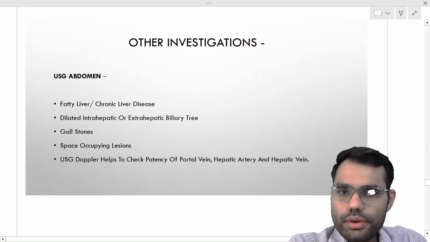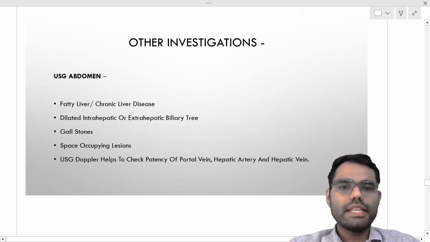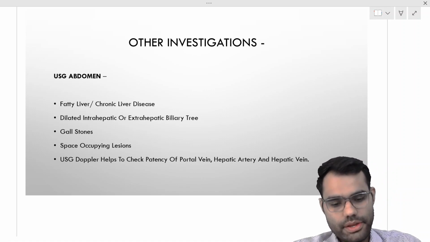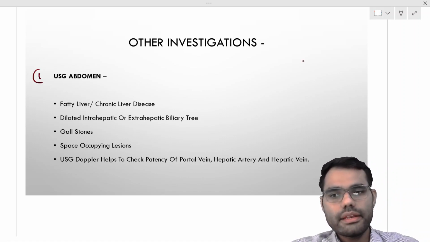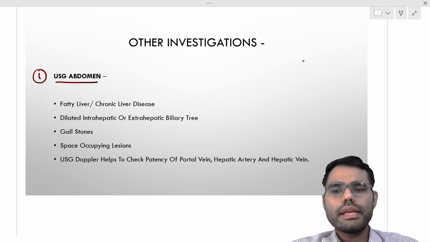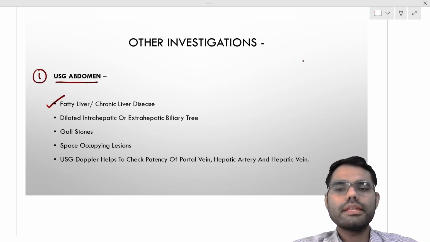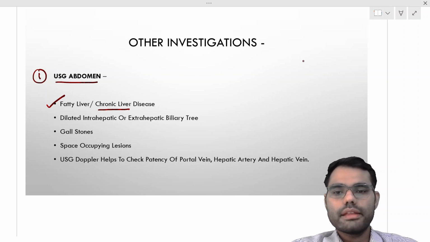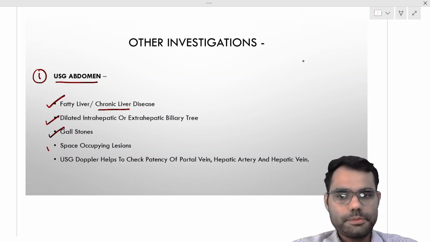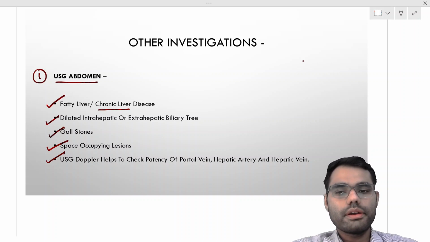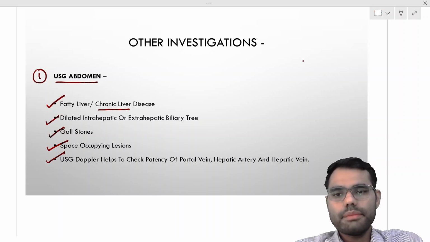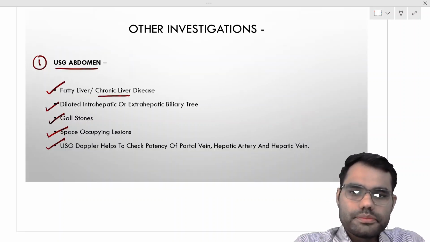Now, moving on to other investigations, apart from the LFT that we discussed. What are the other investigations needed to diagnose a patient with chronic liver disease? First is ultrasound abdomen. What do we understand from an ultrasound? It can show us whether there is a fatty liver or not, whether there is distorted liver architecture, which is suggestive of chronic liver disease, whether the bile tree is dilated, whether there are gallstones, whether there is any space occupying lesion, and with Doppler we can see the patency of the portal vein, hepatic artery and hepatic vein. So all these things can be checked by ultrasound abdomen, right?